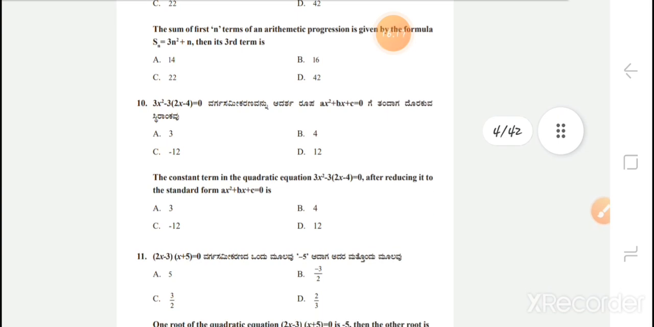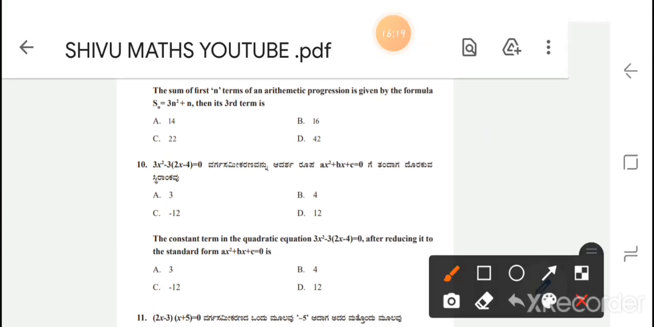See the ninth question given here. The sum of the first n terms of an AP is given by the formula Sn is equal to 3n square plus n. Then its third term is, we need to find the third term of the AP. Here the value of n is given. Observe that first we need to find the value of S3, so we take n is equal to 3.